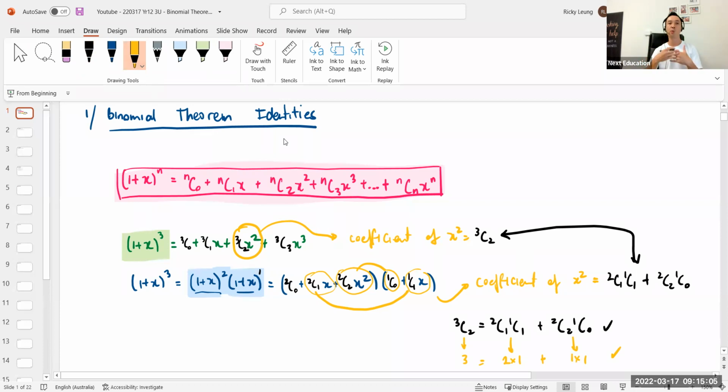So what are we trying to do in this part of the topic? We are going to do a comparison of two things. One, we're going to compare this green line, where it's 1 plus x to the original power 3. Then we're going to compare it to the blue, which breaks down that 3 into a combination, in this case of 2 and 1.